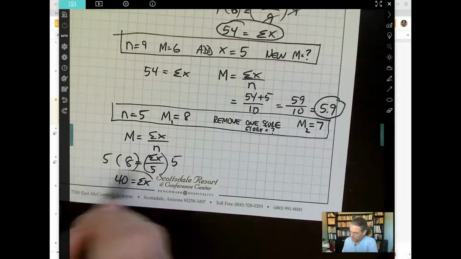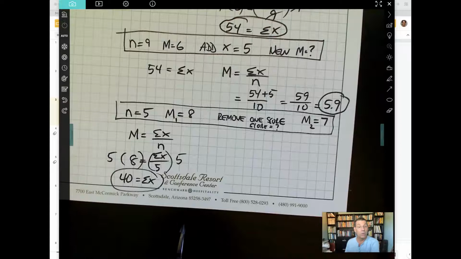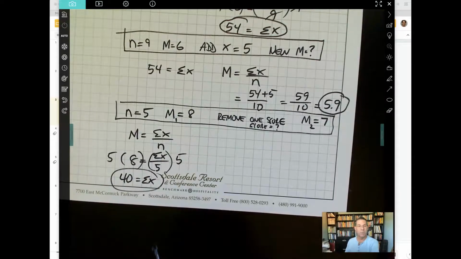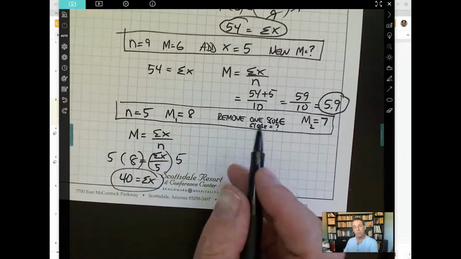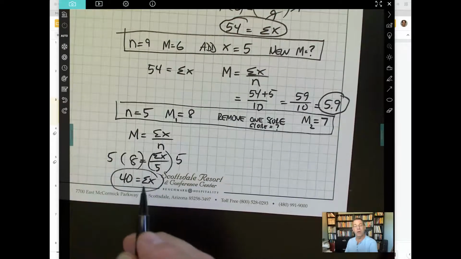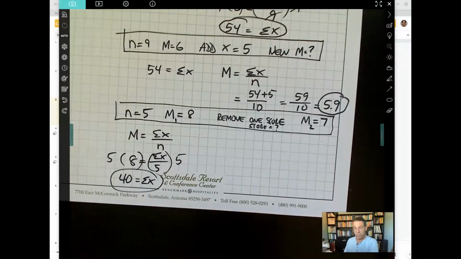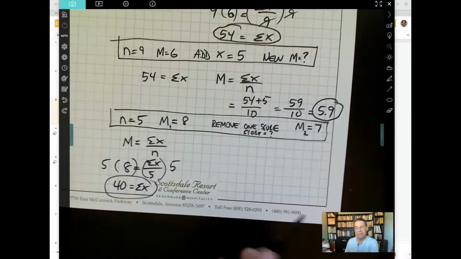Okay? So all 5 scores have a mean of 8, and that's because all of the 5 scores add up to 40. But we're going to remove one score from this group of x's. All these x's add up to 40, that's what sum of x means. So we're going to remove a score, and now the mean's 7.